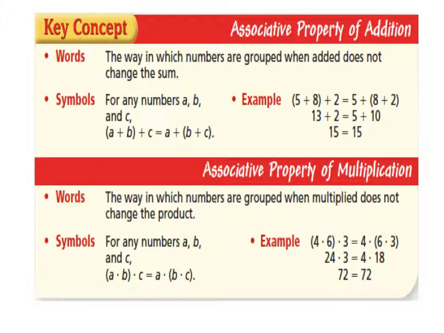Our next key concept is the associative property. We have one for addition and one for multiplication. The key word here to think of is grouping. In addition, if you look at our example here, we have in a grouping symbol 5 plus 8, then we add 2 to it. That's equal to, and notice that the grouping has changed, 5 plus the sum of 8 plus 2. No matter what we do with the group, 5 plus 8 or 8 plus 2, our solution is still the same, 15. It does not change our answer.